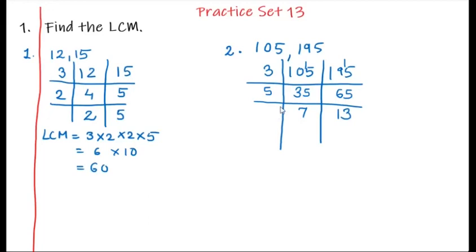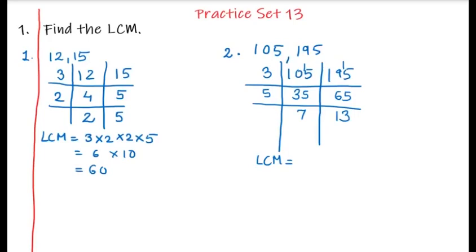So what is our LCM? I'll write it down. LCM is equal to what? See the numbers from the first column. What are those? 3 and 5. And the last row, 7 and 13. So LCM will be 3 multiplied by 5 multiplied by 7 multiplied by 13.